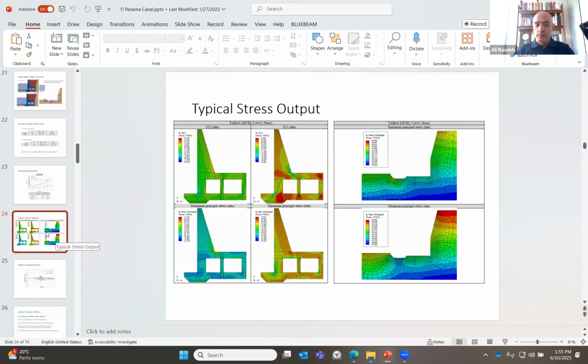System damping is important because every system damps energy. And if you don't properly account for that, then you get basically overexcitation. And this is the typical stress output. I have put in typical responses.